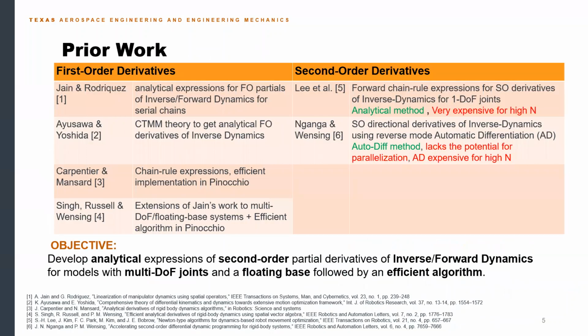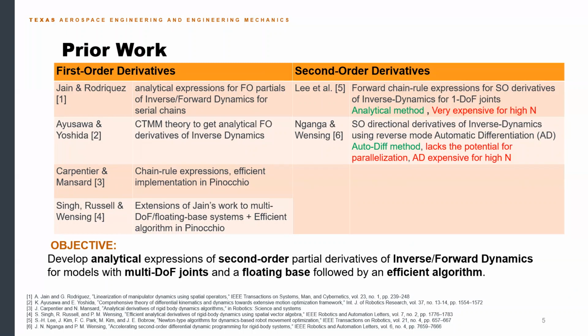Some of the work done to compute the derivatives of rigid body dynamics is listed here. For the second order derivatives, two main pieces of work are by Lee and Nana. In the work by Lee, they use a chain rule approach for second order derivatives. Although this results in an analytical approach, it gets expensive for high N. In the work by Nana, they compute the second order directional derivatives of inverse dynamics by using reverse mode automatic differentiation. Although it's very accurate, this lacks the potential for parallelization in the backward pass of DDP.